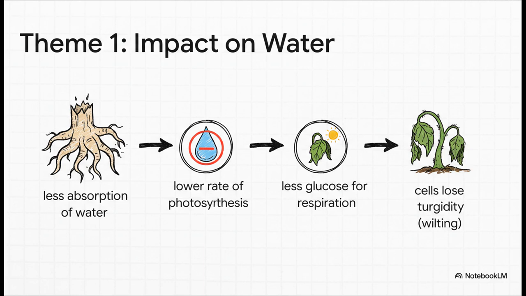First up, the impact on water. So if the roots are damaged, you get less water absorption. That leads to a lower rate of photosynthesis, which means less glucose for respiration. You could even mention that the cells lose turgidity, that water pressure that keeps them firm, which makes the plant wilt. Do you see that chain of cause and effect? That is exactly what gets you the big marks.